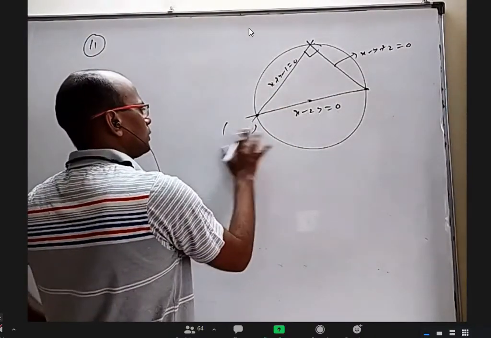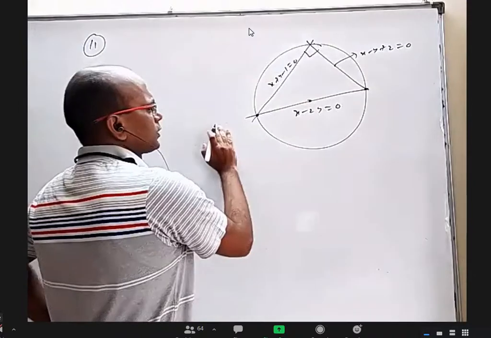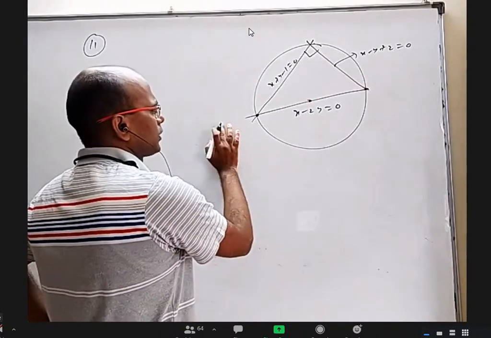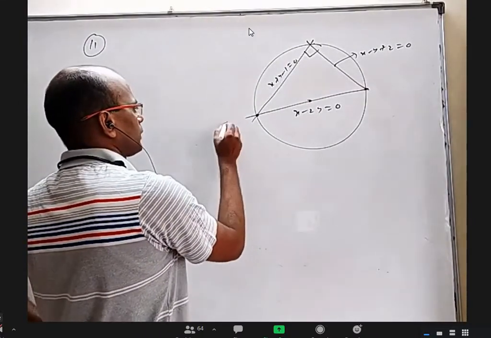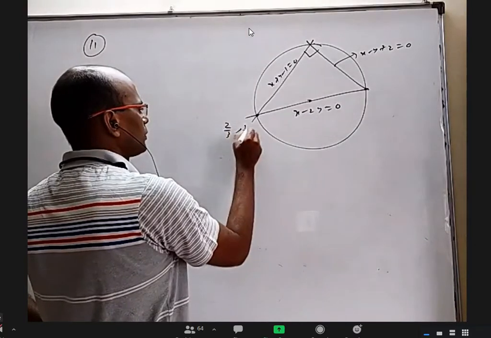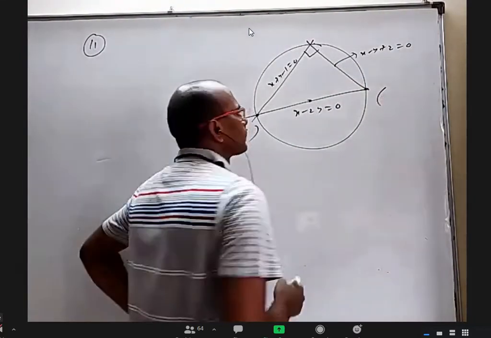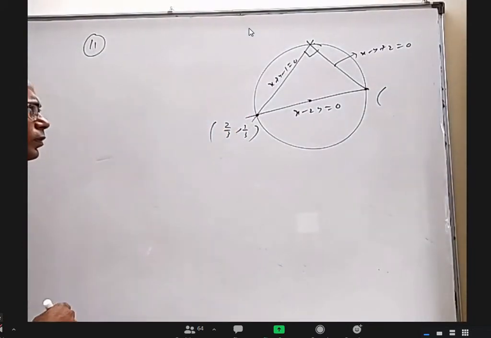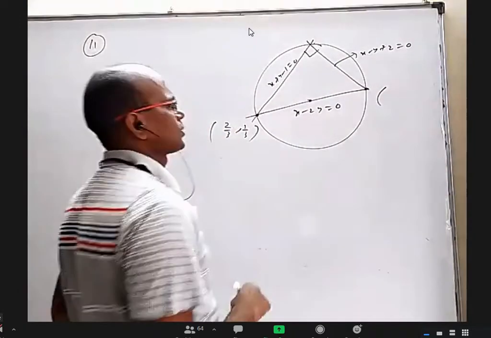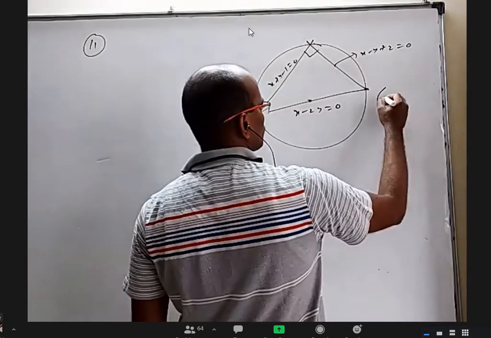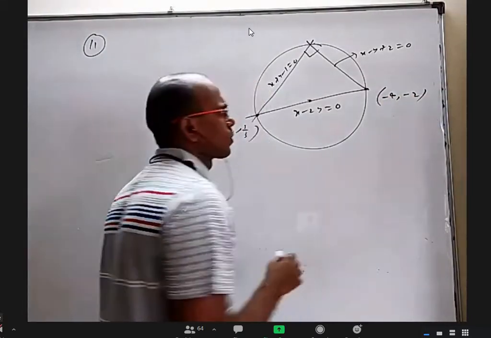So when I subtract, 3y, y is 1 by 3. So 2 by 3 comma 1 by 3. When I solve these two, y is minus 2 and x is minus 4. Minus 4 comma minus 2.